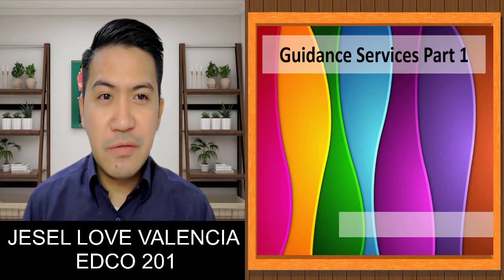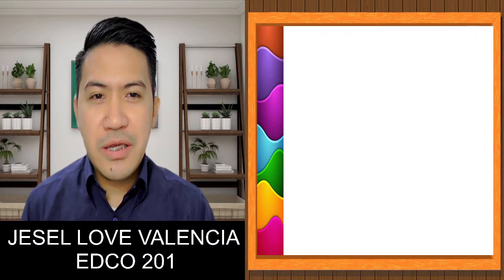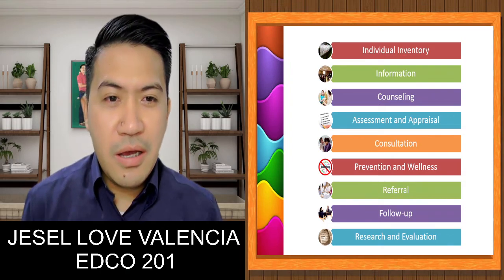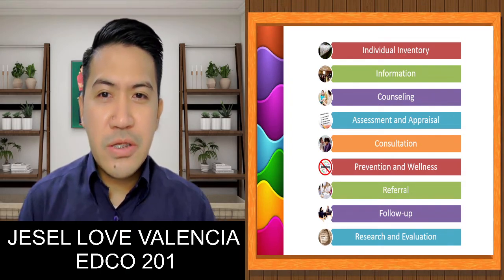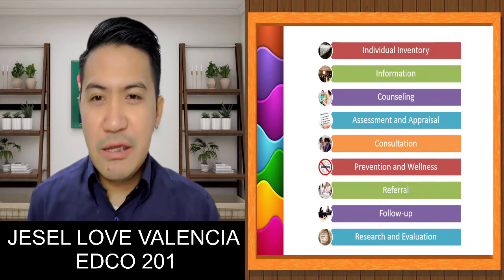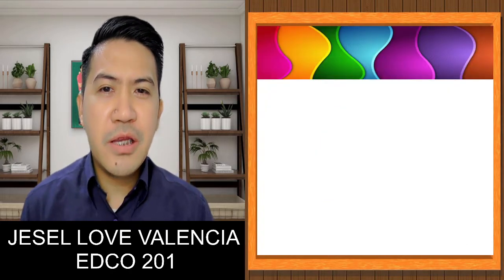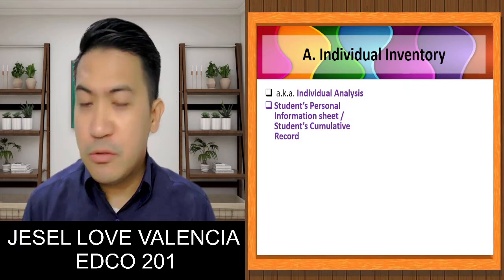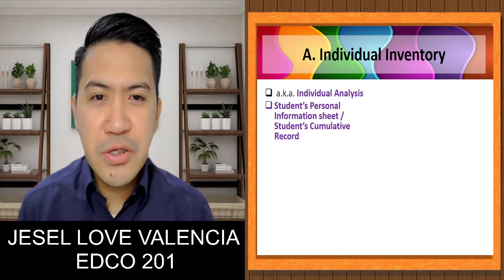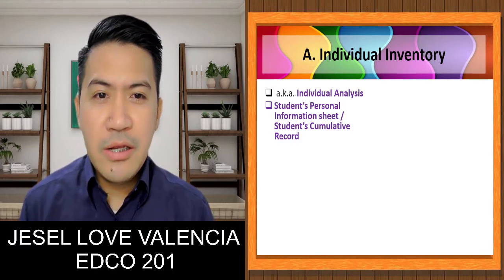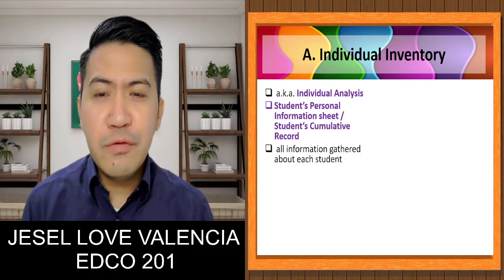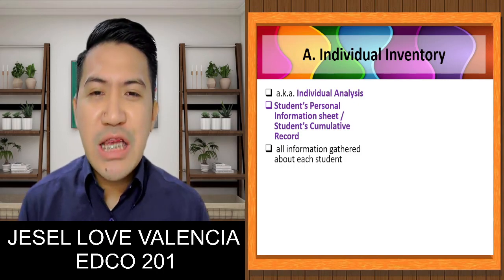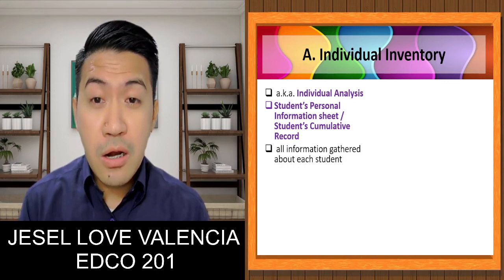So, guidance services, if you can see, there are a lot of services that our guidance center is offering. First among those is the individual inventory. Individual inventory is also called individual analysis. Some would also call this the student's personal information sheet and student's cumulative record, of which all the necessary information that would tell us about our students is written.